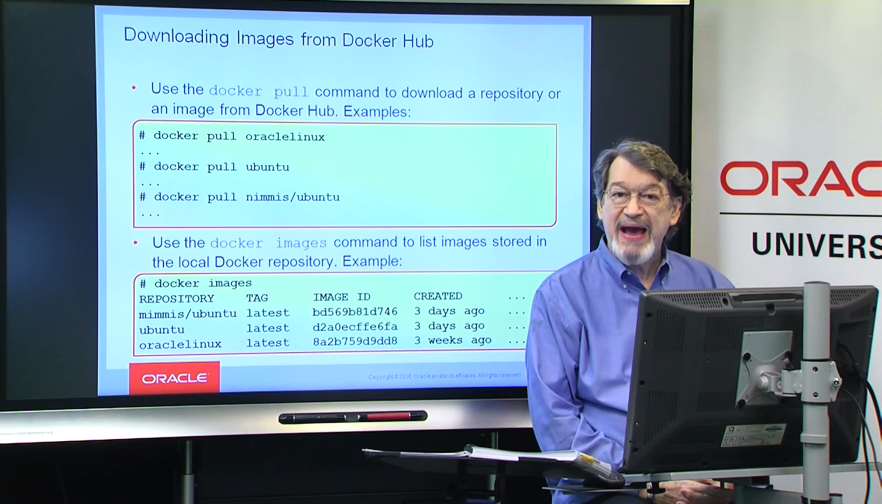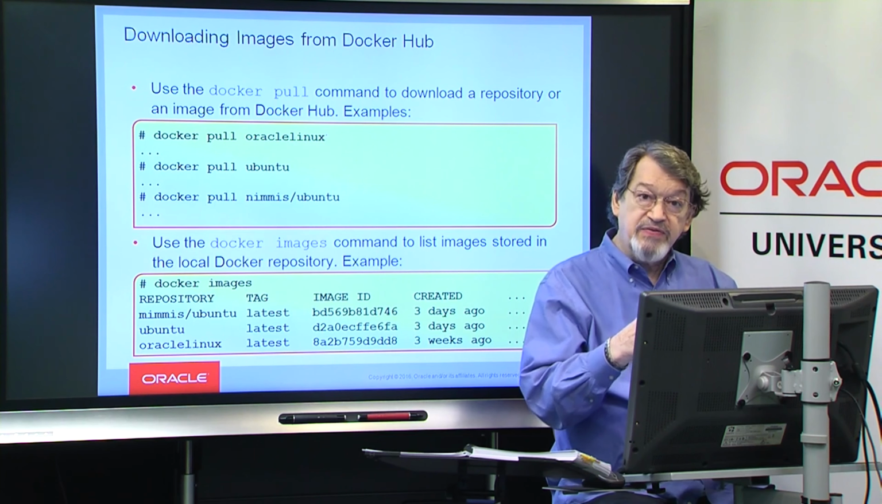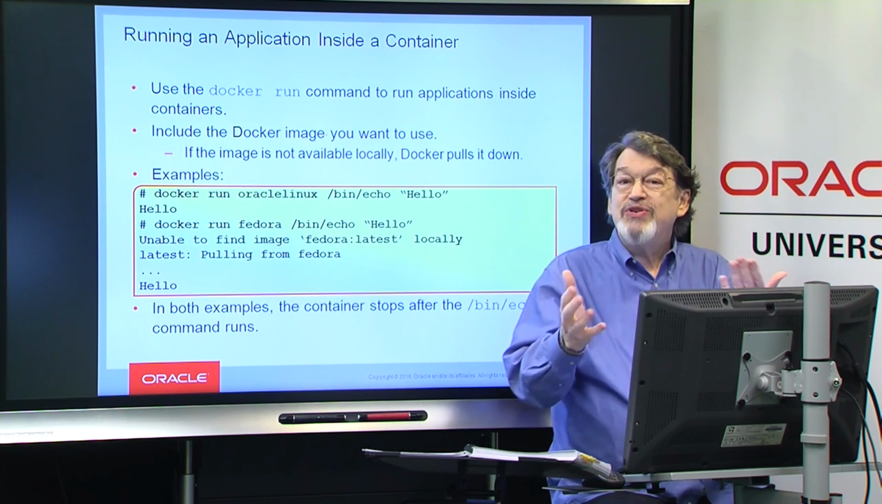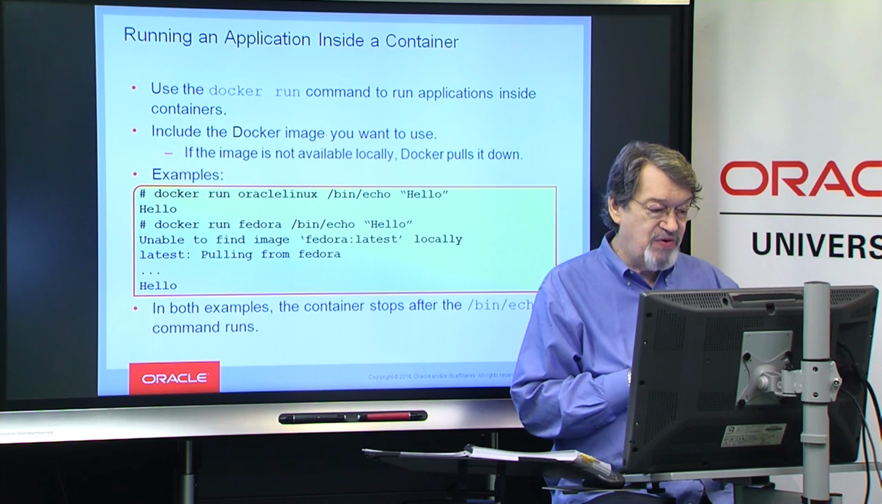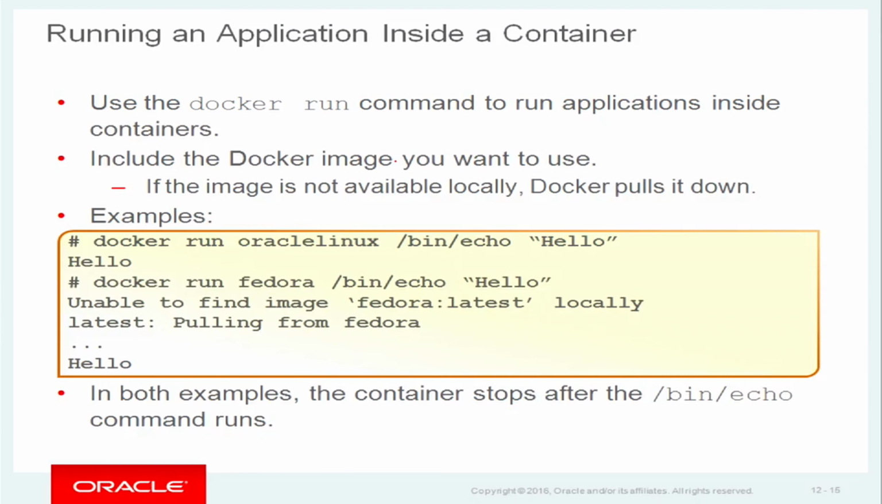All right, well, welcome back. So you've gone out, you've downloaded an image from Docker. And so what you want to do now is run that image, okay? And so obviously there's a docker run command. Here we're going to use Oracle Linux, and we'll use /bin/echo and say hello.